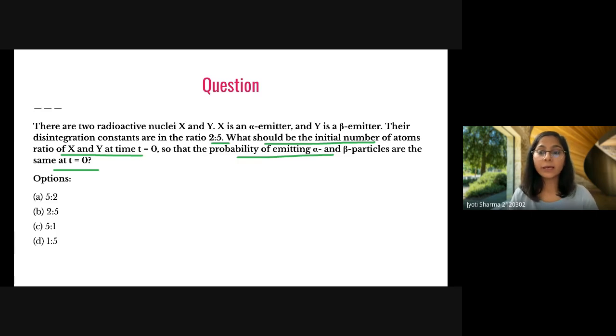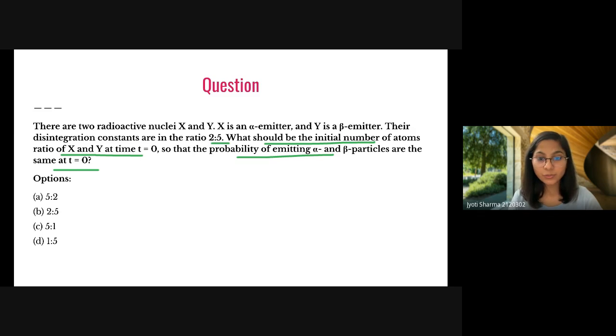So if they are telling us that the probabilities are the same, it means there is an equilibrium condition. The equilibrium condition is, you can say, if you have activity A and activity B, then these activities will be equal to each other. So that's how we can define this equilibrium condition.